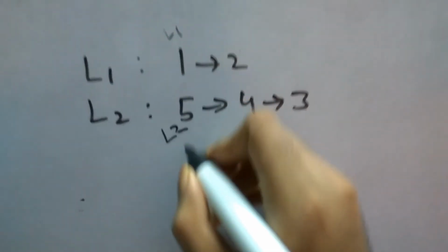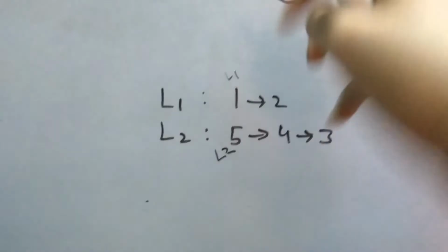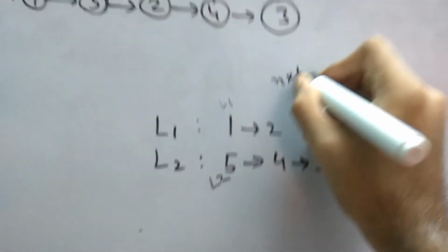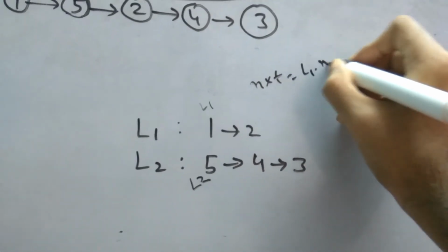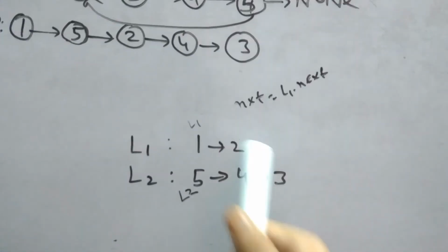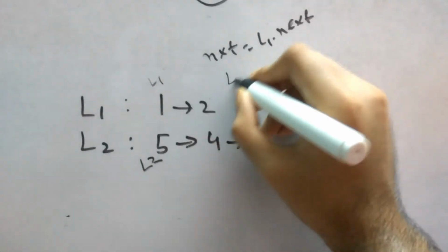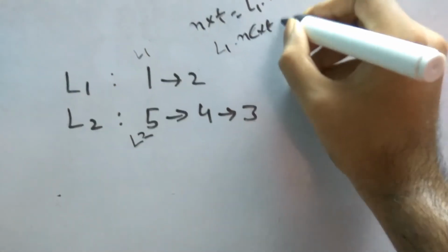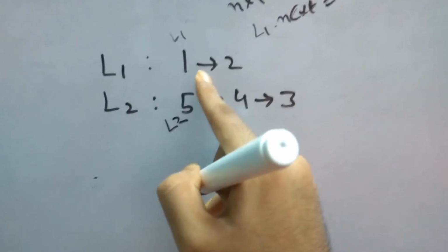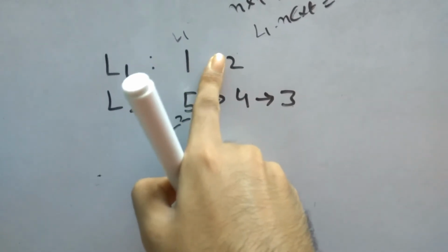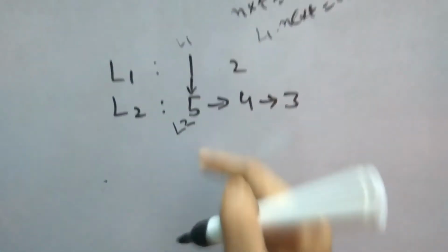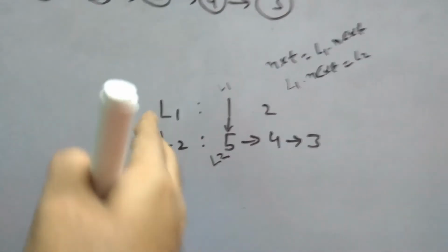We take two pointers. So we now take one variable where we store the next value of L1. Let's call it next, where we store L1 dot next. So in next, we already stored the next value of L1. Now L1 dot next, we connect it with L2. So this next pointer is now connected with L2, like this.